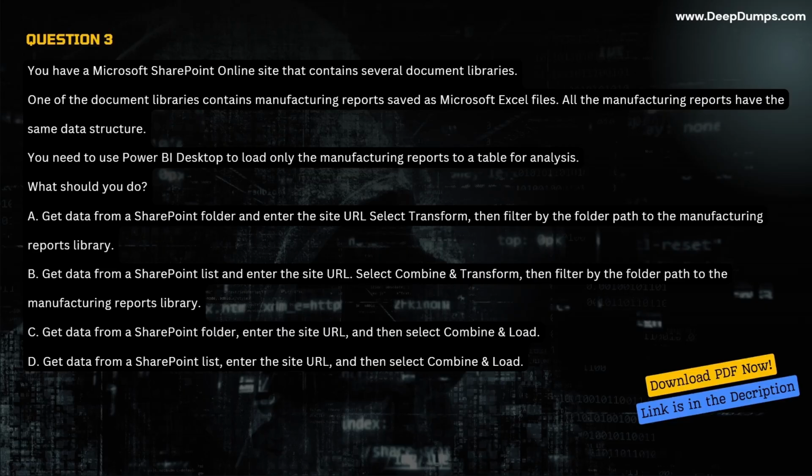A. Get data from a SharePoint folder and enter the site URL, select Transform, then filter by the folder path to the manufacturing reports library. B. Get data from a SharePoint list and enter the site URL. Select Combine and Transform, then filter by the folder path to the manufacturing reports library. C. Get data from a SharePoint folder, enter the site URL, and then select Combine and Load. D. Get data from a SharePoint list, enter the site URL, and then select Combine and Load.